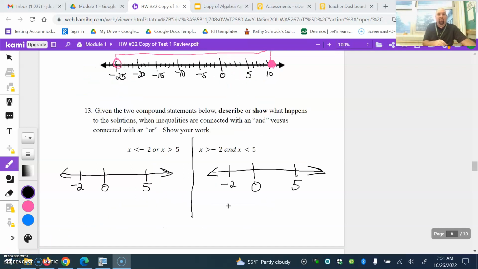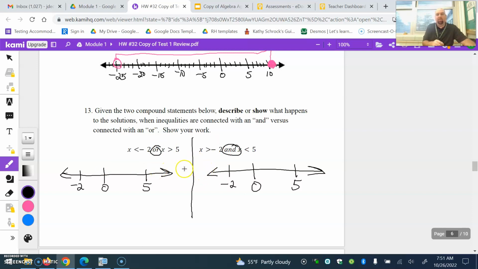Okay, so 13, given two compound statements below, describe or show what happens to the solutions when inequalities are connected with an "and" versus connected with an "or." So on the left side, we have "or." On the right side, we have "and."